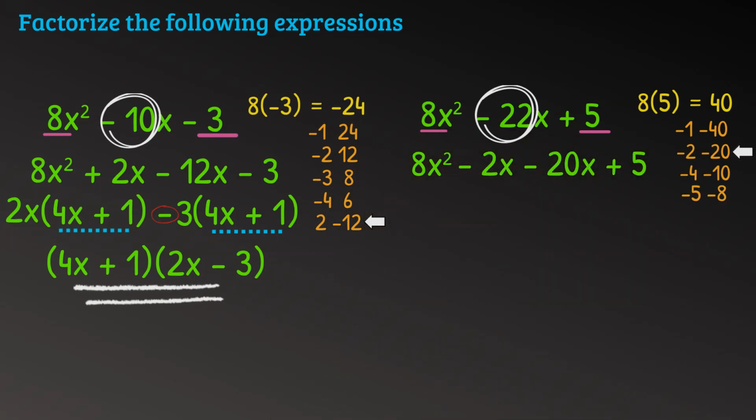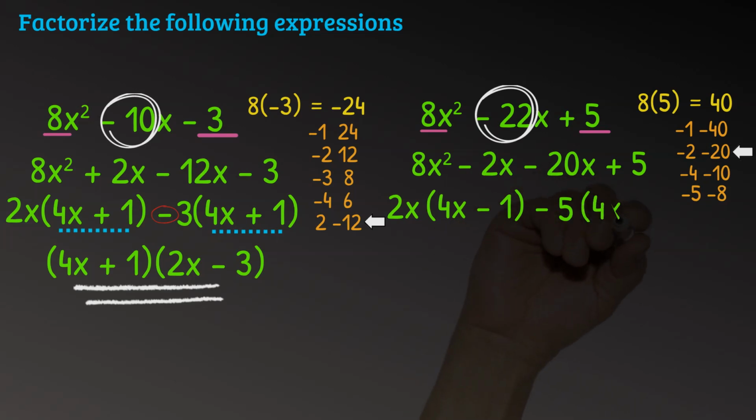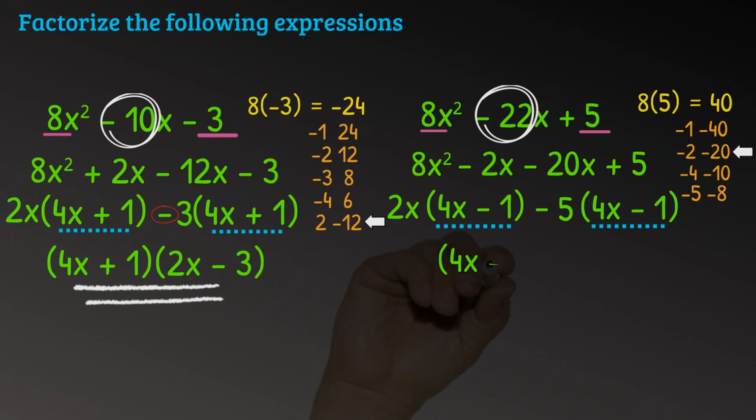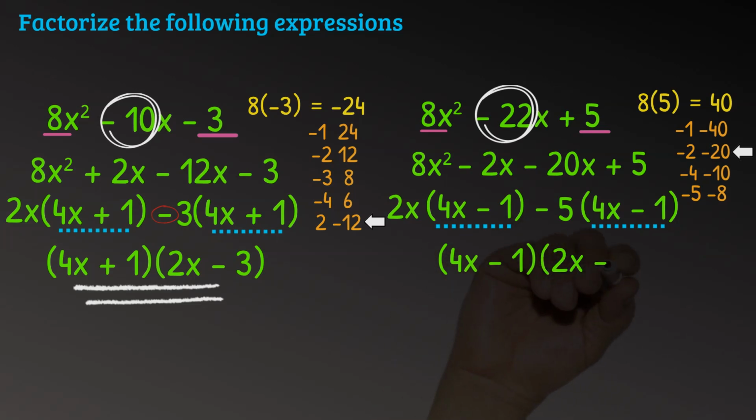And then we want to find the greatest common factor, which is 2x for the first two terms times by 4x minus 1, and 5 for the second two terms times by 4x minus 1. And because these two brackets are the same, we know that 4x minus 1 is the first bracket in our solution. And because that's multiplied by 2x and by minus 5, we know the second bracket of our solution is 2x minus 5.